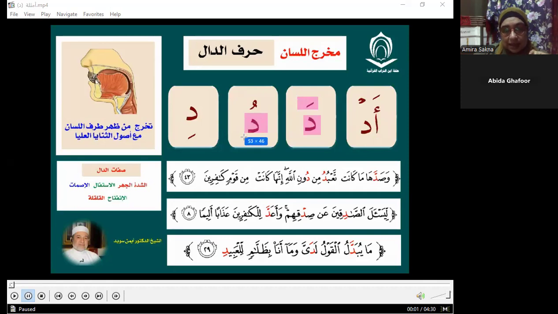I pronounce the dal, and then I pronounce the dhamma from its makhraj. Do not forget the makhraj of the short vowels. They have their own makhraj, their own articulation point. Dal and then kisra. Okay. This is one of the common mistakes.